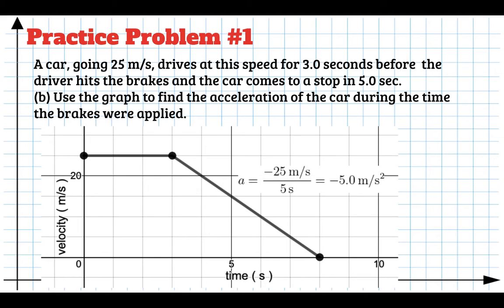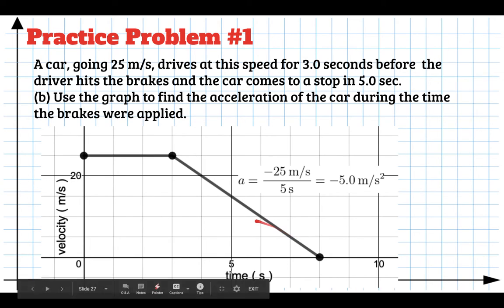Okay, so it turns out to be -5 meters per second squared. That's the acceleration. That's the slope right here. So the graph decreases 25 over the 5 seconds that it takes to do that. So that's -25 over 5.